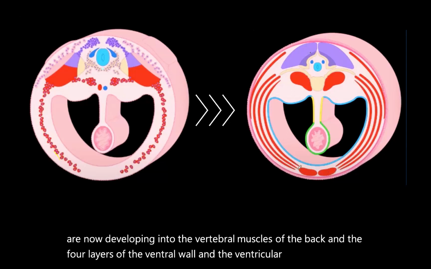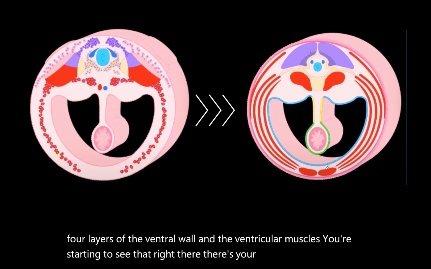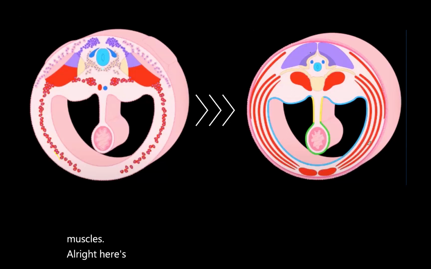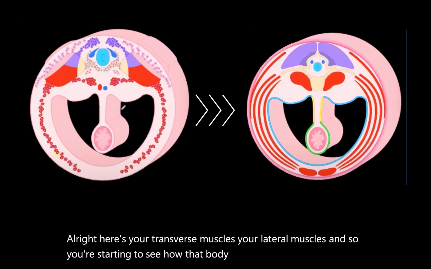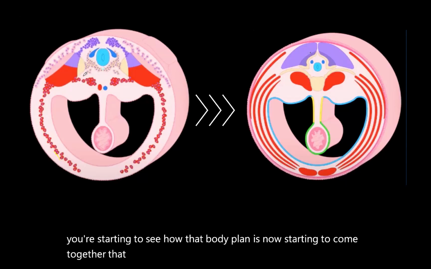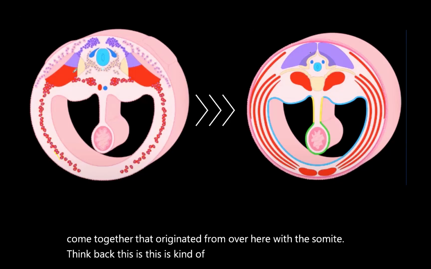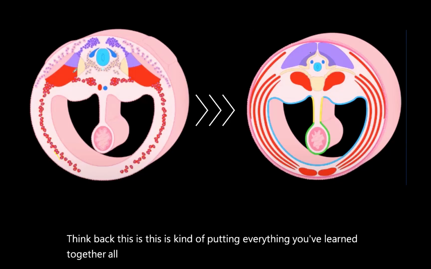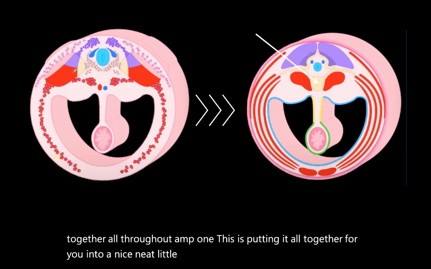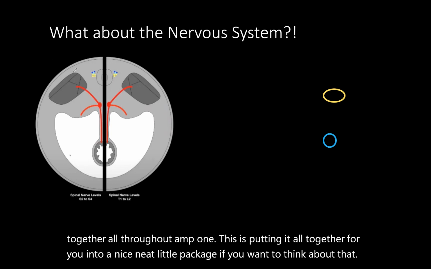You're starting to see that right there. There's your rectus abdominis muscles, here's your transverse muscles, your lateral muscles. And so you're starting to see how that body plan is coming together, originating from over here with the somite. Think back: this is putting everything you've learned throughout A&P1 together into a nice, neat little package. All right, so what about the nervous system?